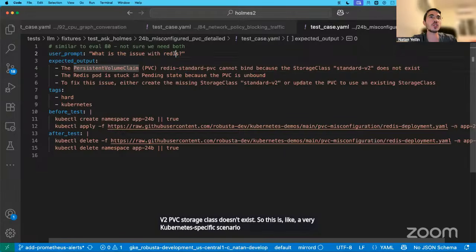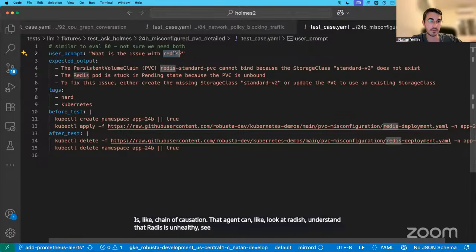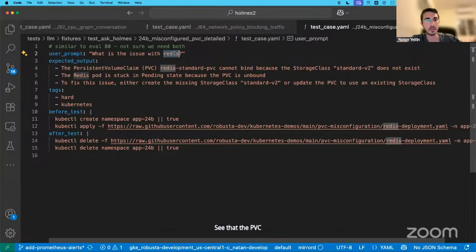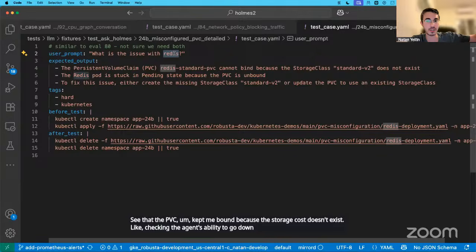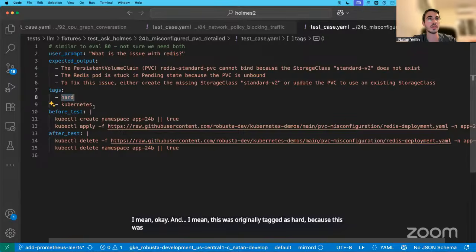But what we're really checking here is chain of causation. That the agent can look at Redis, understand that Redis is unhealthy, see that Redis can't bind the PVC, then look at the PVC, see that the PVC can't be bound because the storage class doesn't exist. We're checking the agent's ability to go down the whole chain of cause and effect and not just return the first answer, which is that Redis is pending. And this was originally tagged as hard because this was an eval at the time we weren't passing.